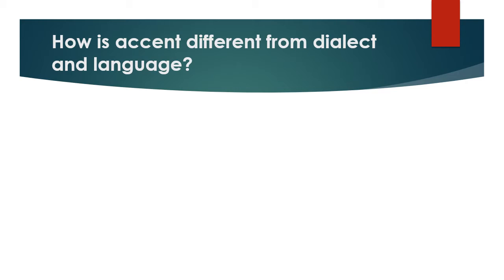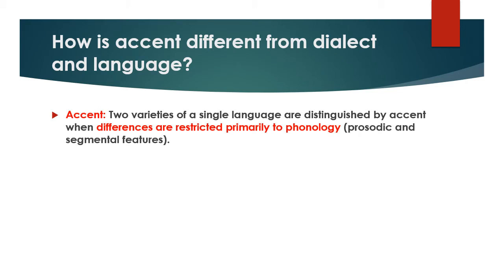Now, when you talk about the word accent, two other words come into play. One is dialect and the other is language. So when you talk about accent, we focus on how people sound. So two varieties of a single language are distinguished by accent when differences are restricted primarily to phonology, prosodic and segmental features. So African American English, for example, has a different accent than British English, for example.